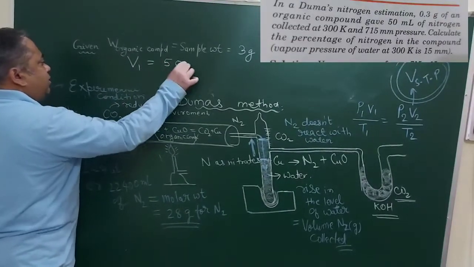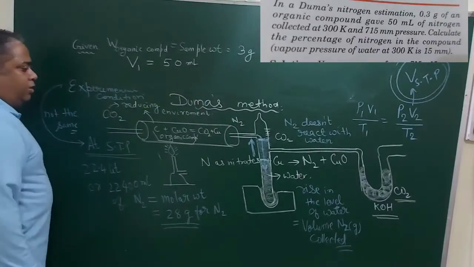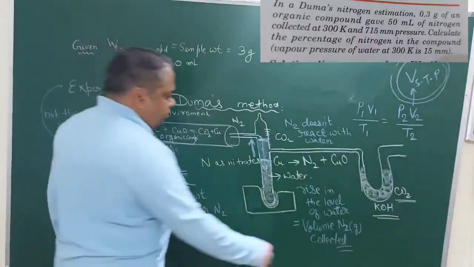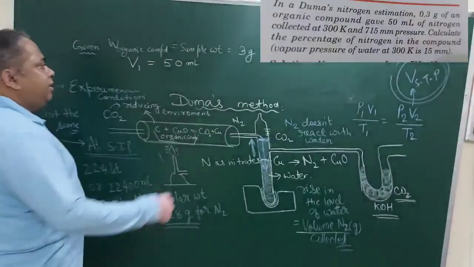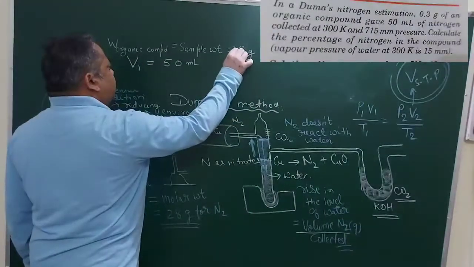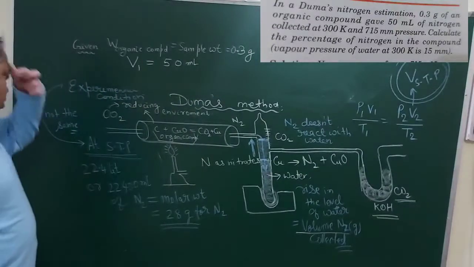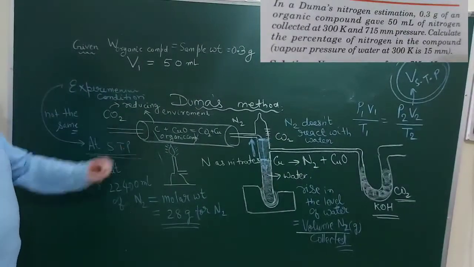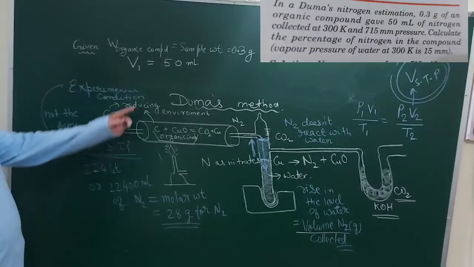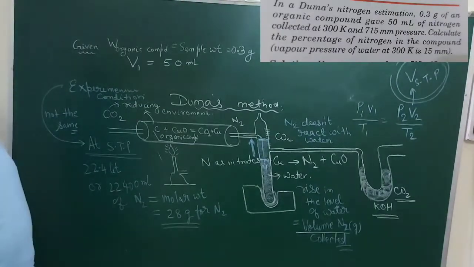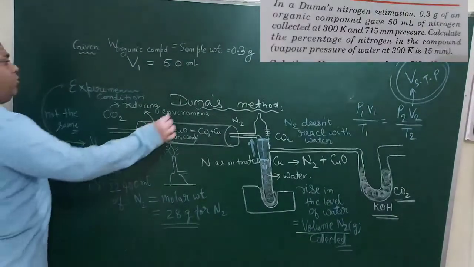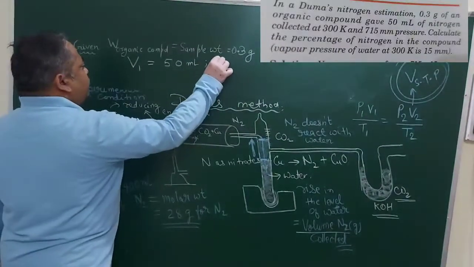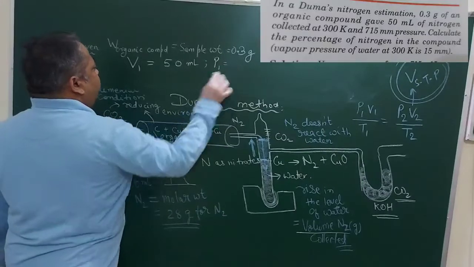It is not standard. Okay. So we got a volume of nitrogen collected which is equal to 50 ml and sample weight is actually 0.3 gram. Alright, very less quantity of sample is taken so that combustion becomes easy. It gave out 50 milliliter of nitrogen, but it was not in standard condition. Then what was the value of P1? Definitely in the question the value of P1 and value of T1 should also be given.